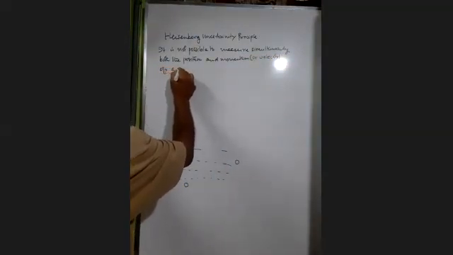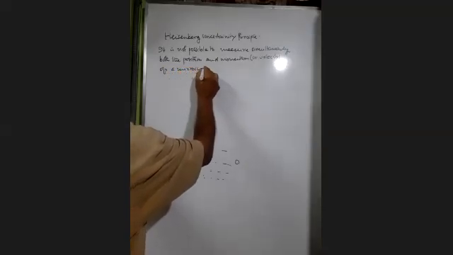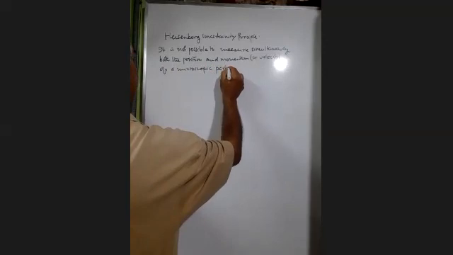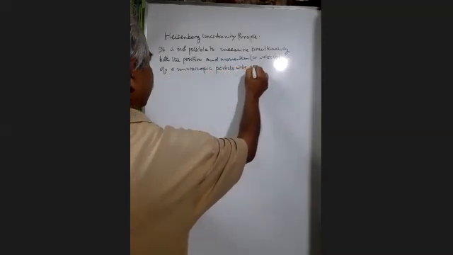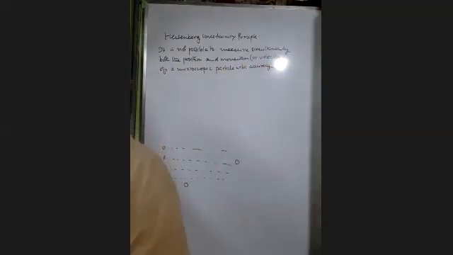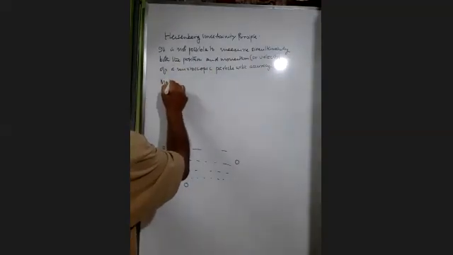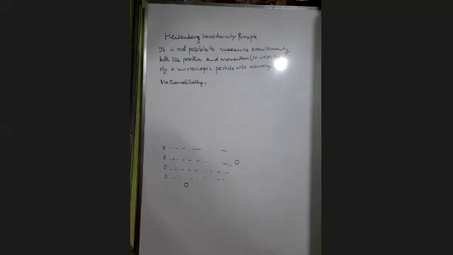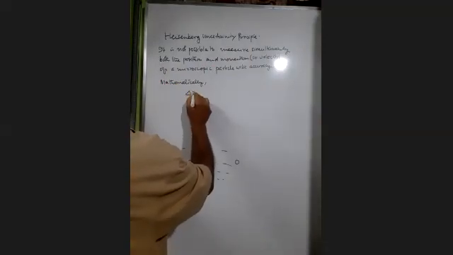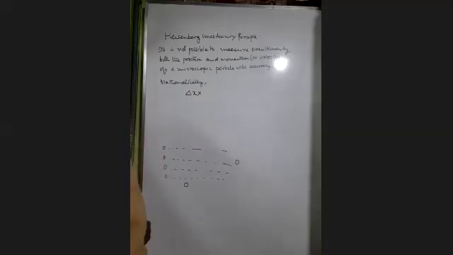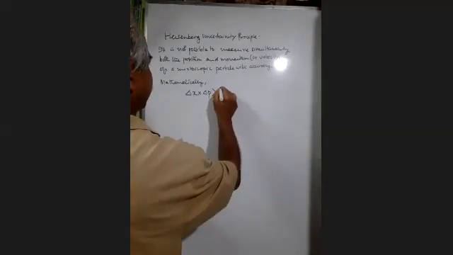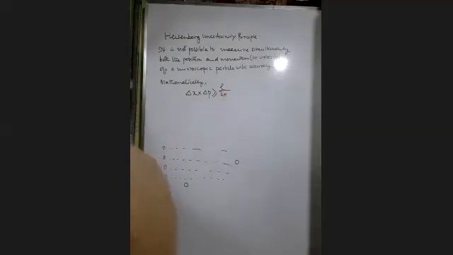Of a microscopic particle with accuracy. This is the one. Mathematically, delta x into delta p is greater than or equal to h by 4 pi.